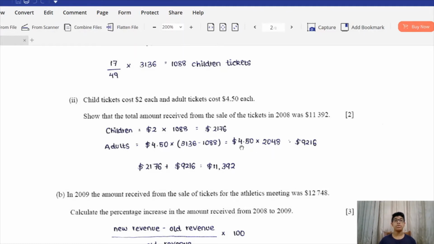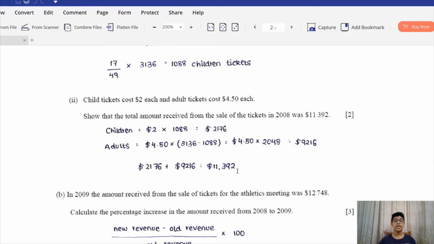So what I did was I took the price per ticket multiplied by the number of tickets sold, and that is 4.5 multiplied by 2,048. And the revenue received from adult tickets sold is $9,216. Now they want you to calculate the total revenue. So I just take the children revenue plus adult revenue. So 2,176 plus 9,216, and I get 11,392.